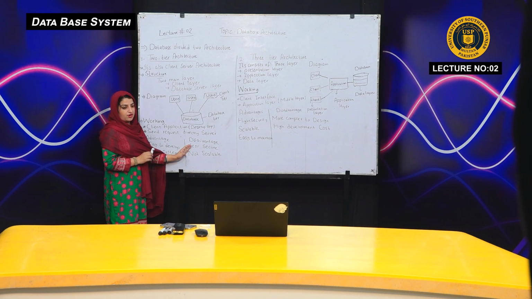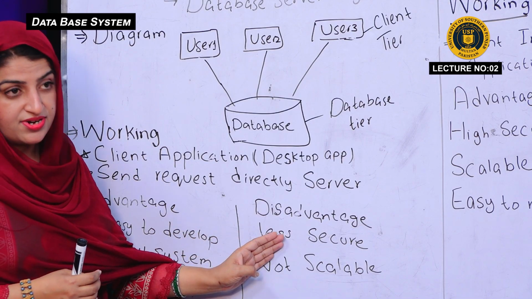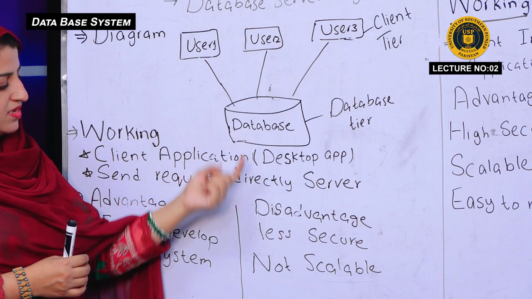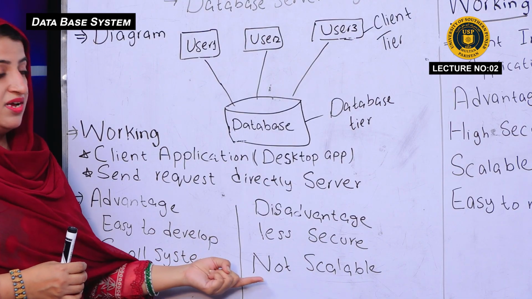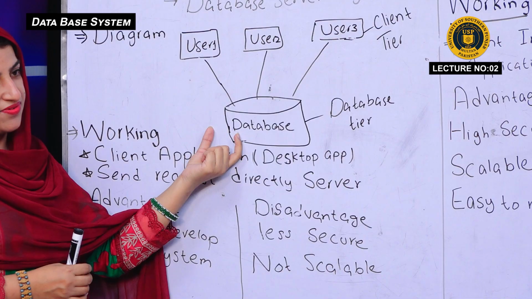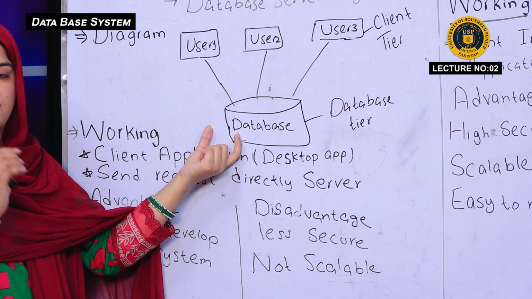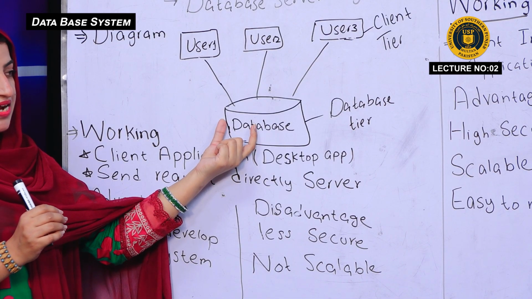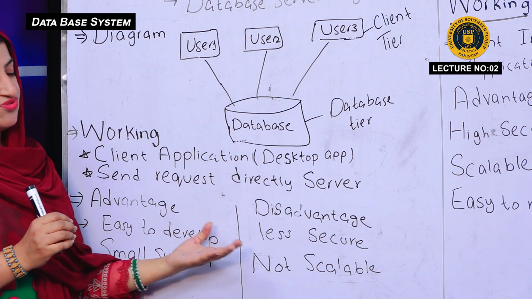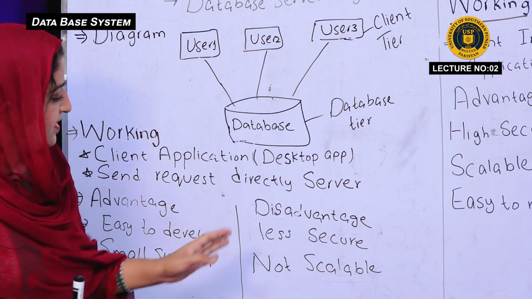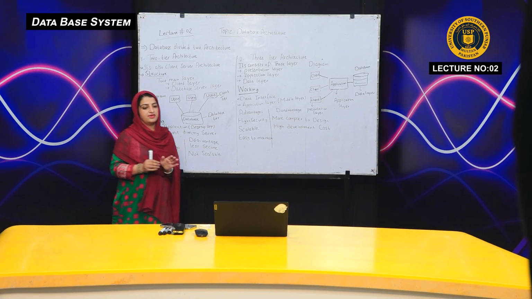It is very difficult to maintain security in this architecture. Because the user directly interacts with the database, it is less secure and not scalable. Different people can directly interact with the database server, and that is the reason it is not scalable. The two main advantages are that it is easy to develop and suits small systems, and the disadvantages are that it is less secure and not scalable.